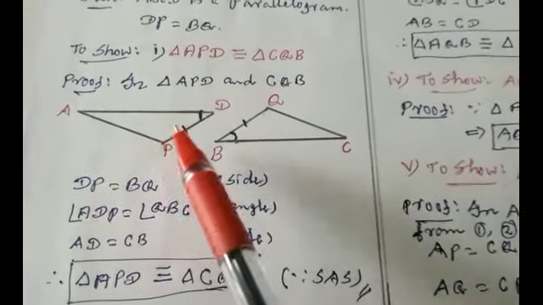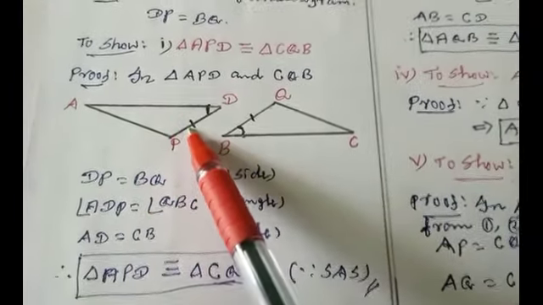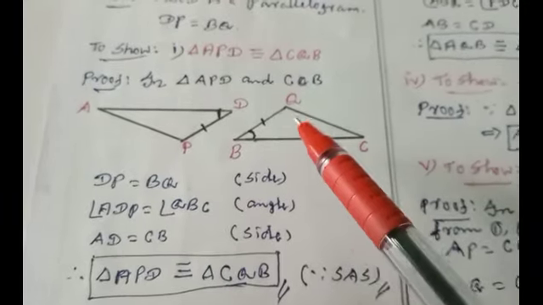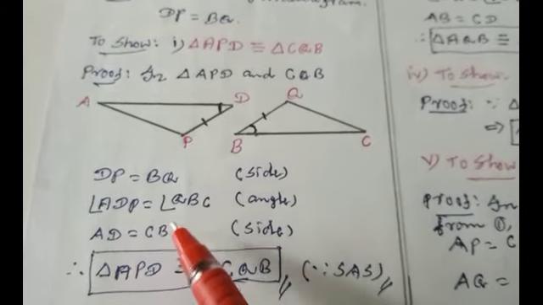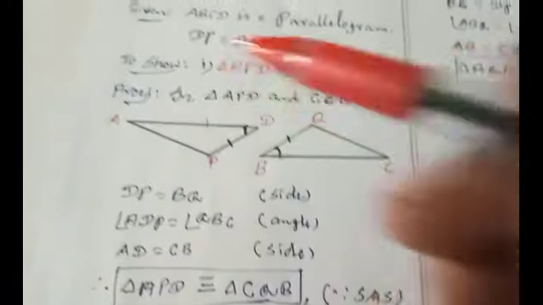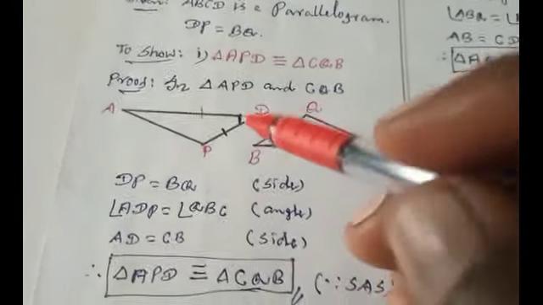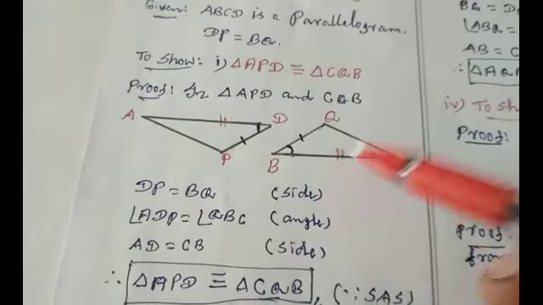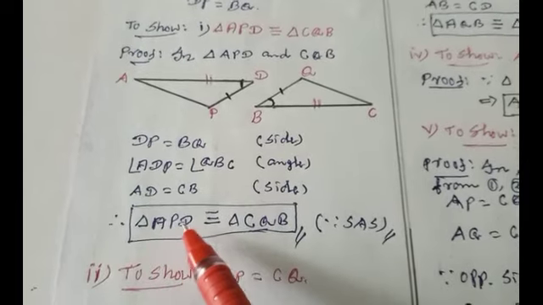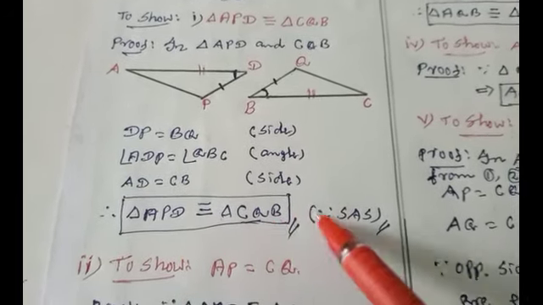Now in these two triangles we can say side DP is equal to BQ. It is already given. And angle ADP is equal to QBC, so angle B. And also AD is equal to CB. So this side is equal to this side. Therefore, by side angle side criterion, we can say triangle APD is congruent to triangle CQB.